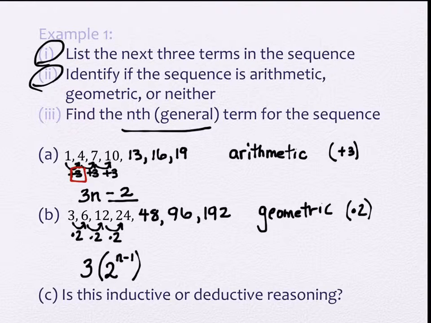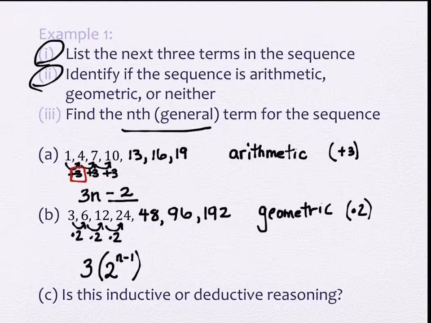Let's try one more. Let's try n equal to 3. 3 minus 1 would be 2. 2 squared would be 4, and 4 times 3 is 12. And that's my next term right there. Okay? That's where all those pieces are coming from. So the 3 at the beginning is the first term. The 2 inside is the common ratio. It's what I multiply by.